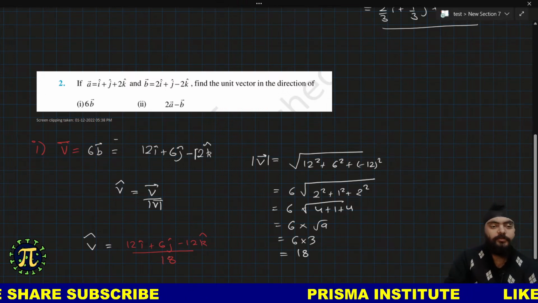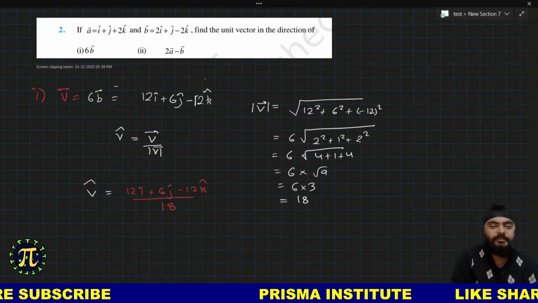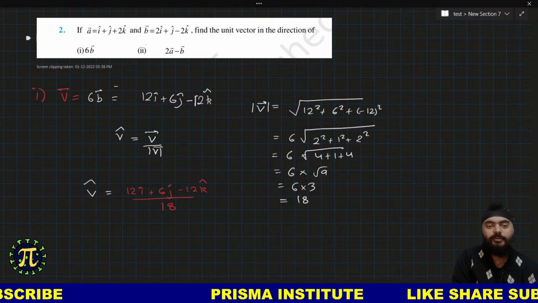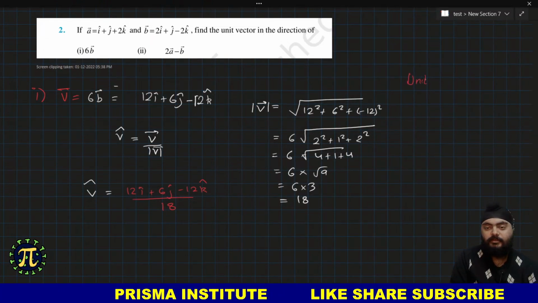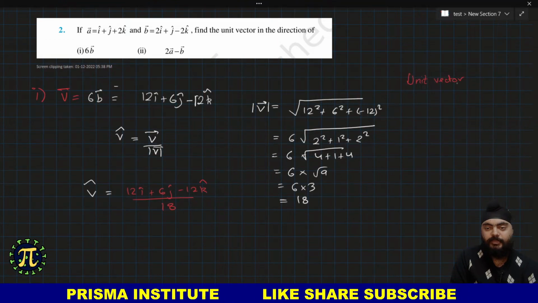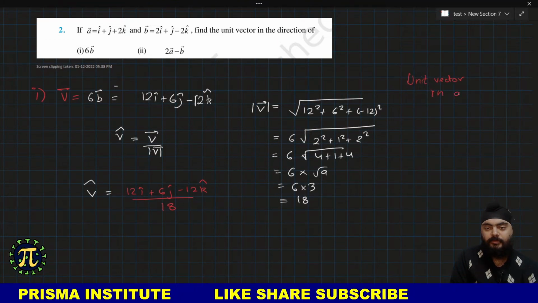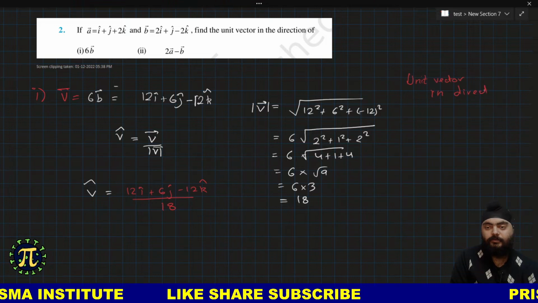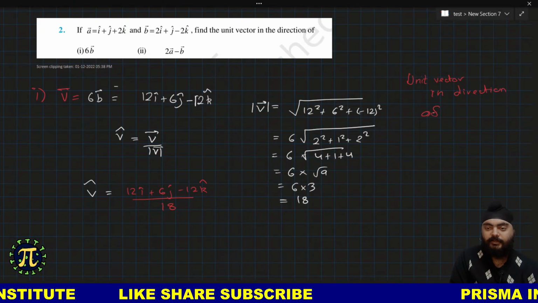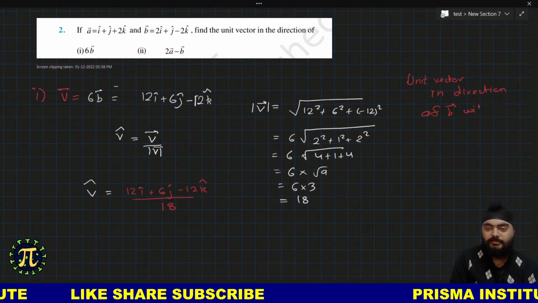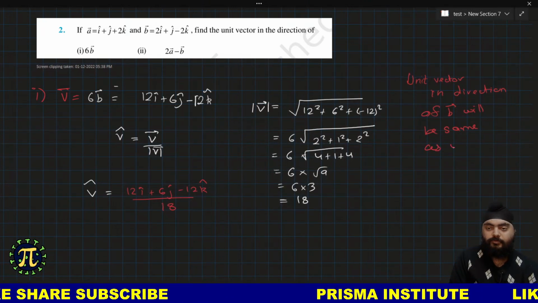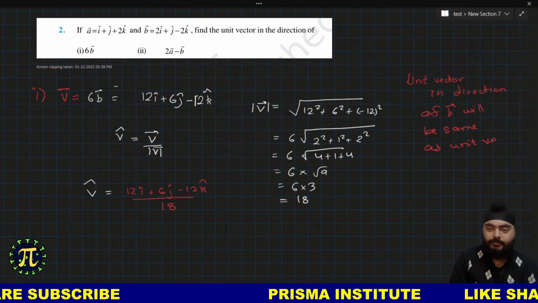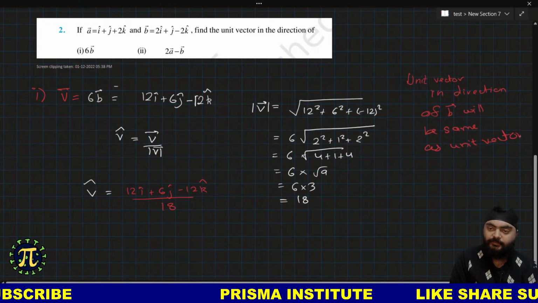So you don't need to do this, right? आप क्या कर सकते हो, simply b cap भी निकाल सकते हो, right? क्योंकि unit vector in the direction of b vector will be same as unit vector in direction of 6b vector, right? Okay.